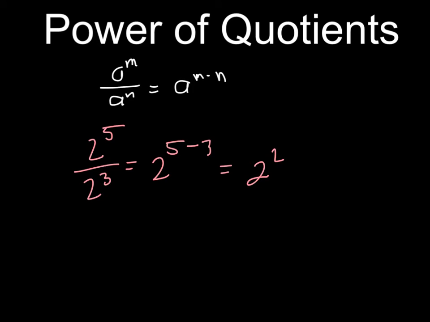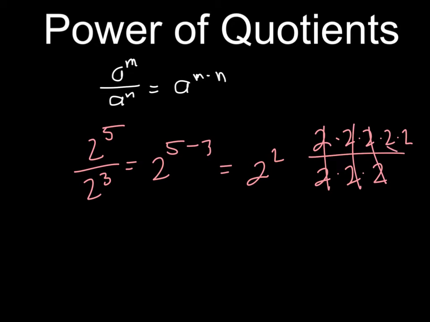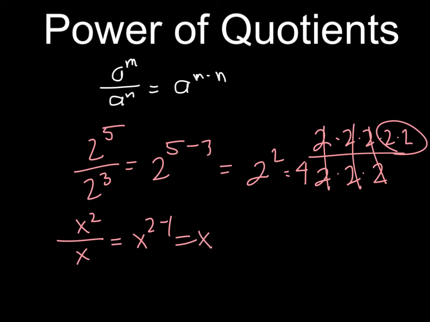If you think about this, basically we had 5 2's multiplied on top over 3 2's multiplied on the bottom, and if we cancel those out, we're left with 2 2's multiplied, which is 2 squared. And of course, in this situation, we do want to simplify it as 4. If the number is exorbitantly large, we'll leave it as it is. We can do this with variables as well. If we get x to the 2nd over x to the 1st, x to the 2 minus 1 is equal to x, and that's our answer.